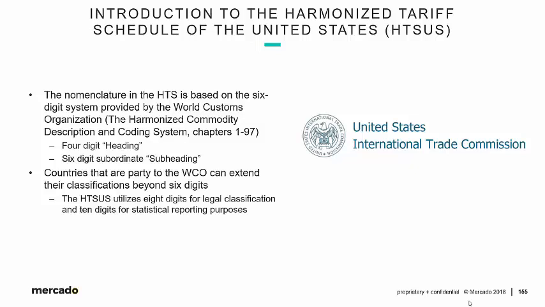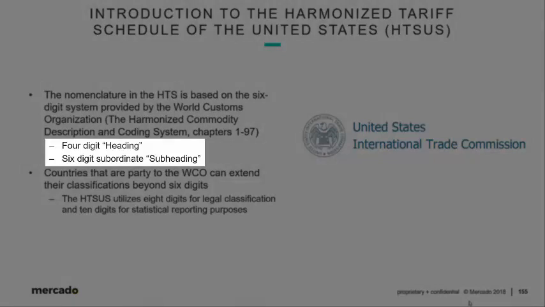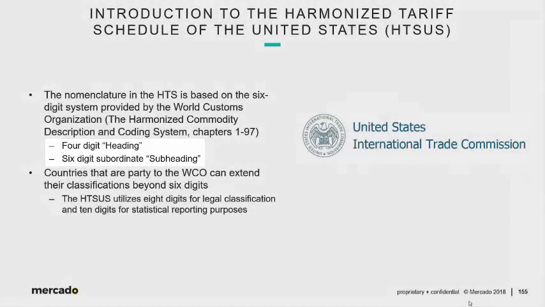The WCO, to which the U.S. is party, has classified every product imaginable up to a 6-digit level. The first 6 digits of any product classified by a country that is party to the WCO is going to be the same. The first 4 digits, as we will note in our sub-bullet, is called a heading. The full 6 digits, or 6-digit subordinate, is a subheading. We'll be seeing lots of that in many real-world examples.